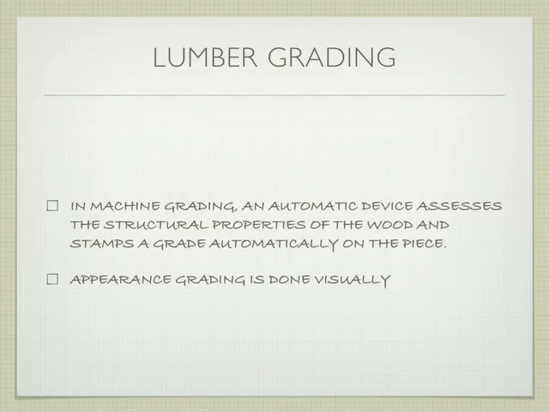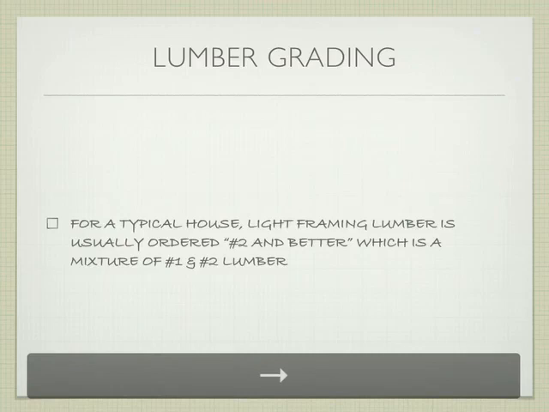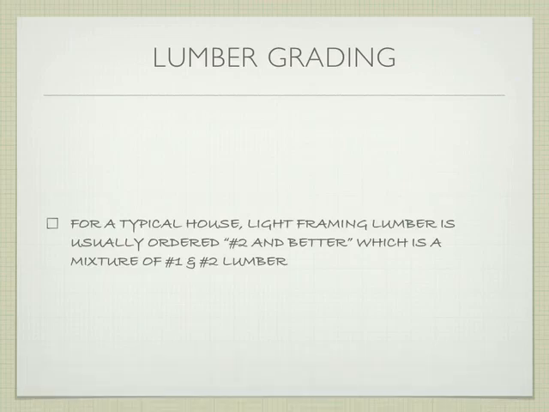So in machine grading, an automatic device assesses the structural properties, and appearance grading is done visually. There are machines that can look at a piece and determine how many knots there are and therefore how visually appealing it would be. So we're moving in the direction of more and more machine work, though most of it's still done by an actual person.